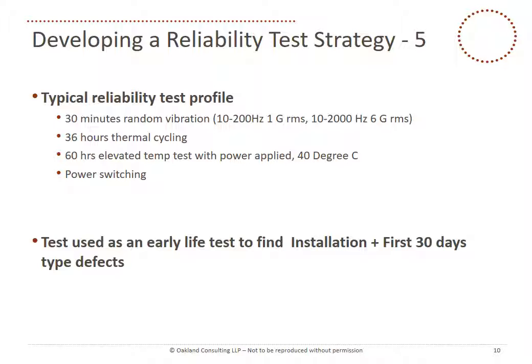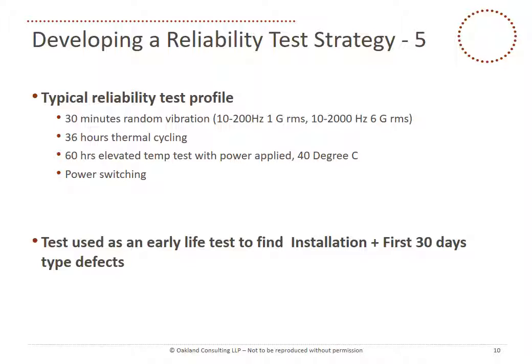Now, as we develop this typical test profile, a real life case study from a major electronic manufacturer: what they were doing was 30 minutes random vibration, 36 hours thermal cycling, 60 hours elevated temperature with power at 40 degrees C, and incorporating some power switching. On the face of it, for an early life test, they used that to try and stimulate the first 30 days type defects. And on the face of it, it would look pretty powerful, looks good.